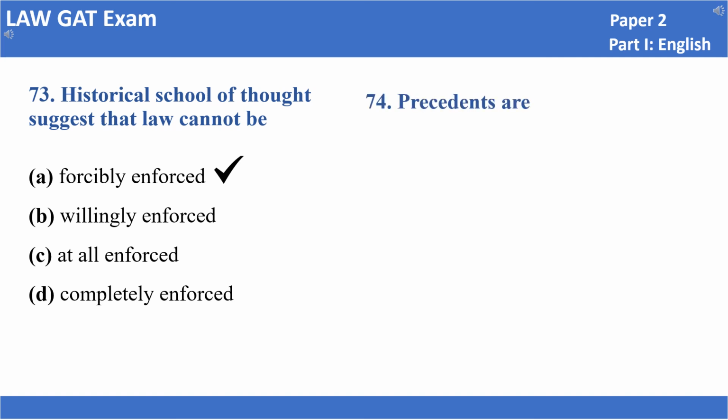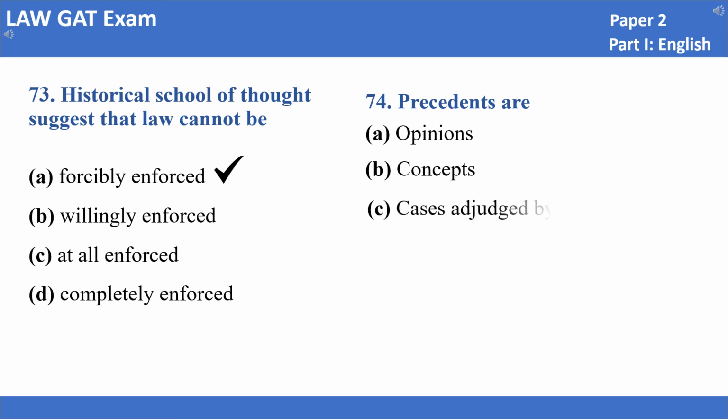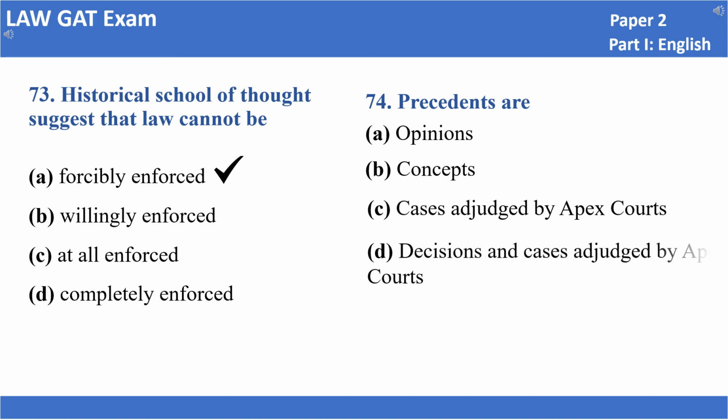Precedents are option A, opinions. Option B, concepts. Option C, cases adjudicated by apex court. Or is it option D, decisions and cases adjudicated by apex courts? The correct answer is option D, decisions and cases adjudicated by apex courts.